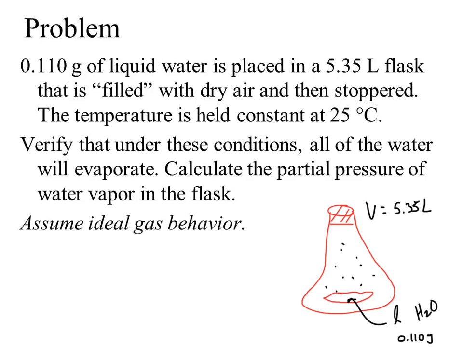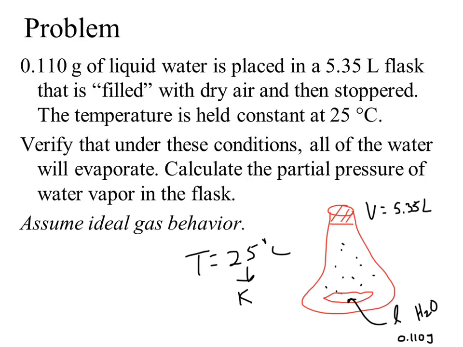It gives us the temperature. T is equal to 25 degrees Celsius. Remember, and I'm going to remind you now, you can't use that temperature directly. We need to get to Kelvin. We can do that by adding 273.15. So that's kind of showing you what the problem is.